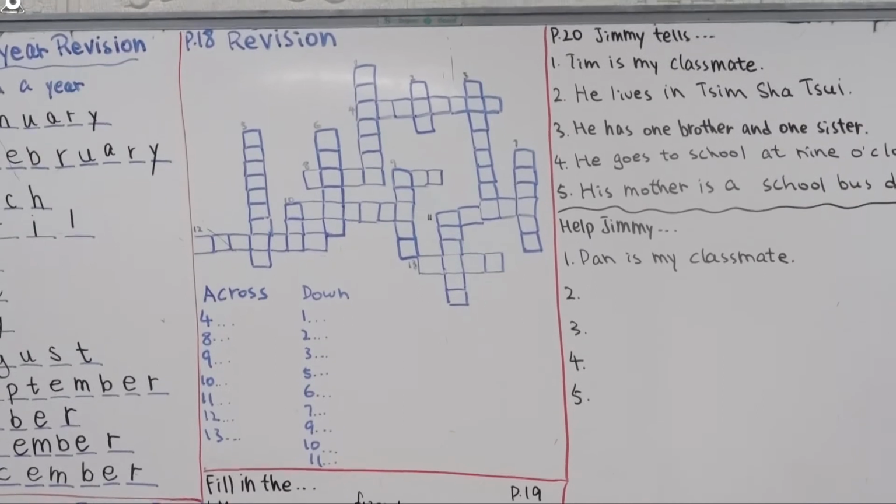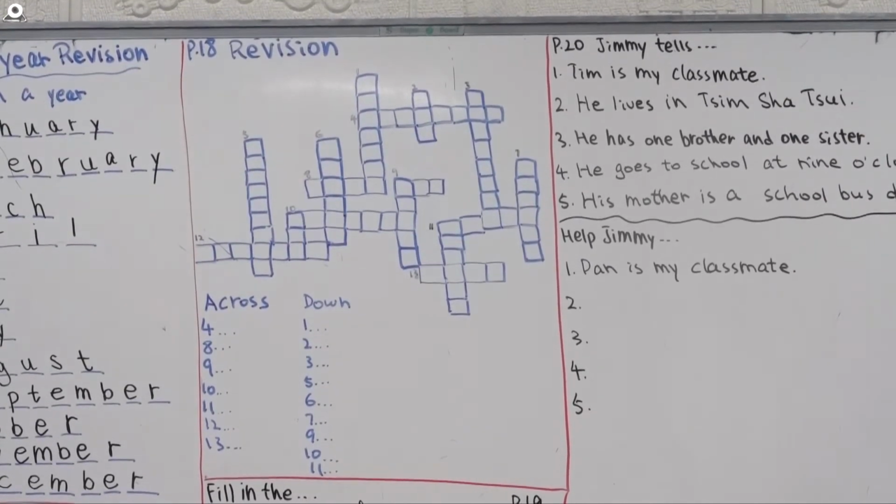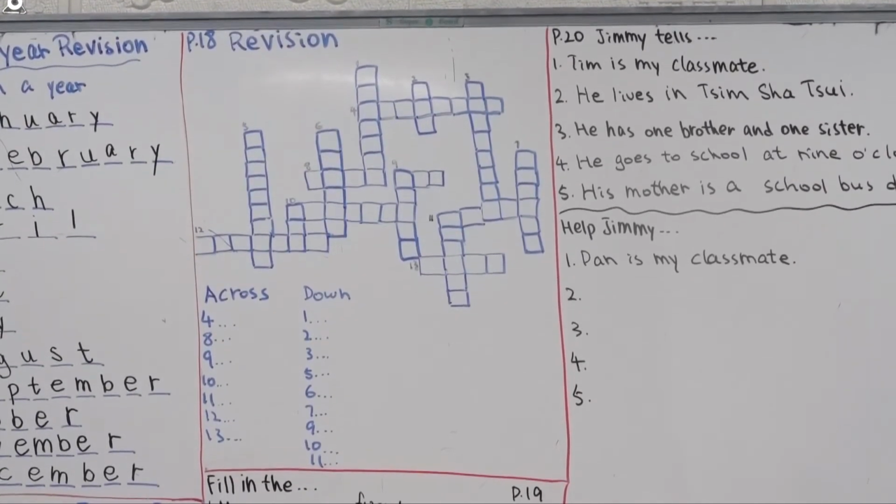Page number 18 is the months of the year. The months of the year revision, okay? Complete the crossword, check your knowledge of the following: order the months, spelling of the months, the abbreviated forms of the month.